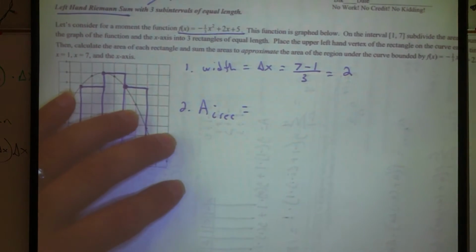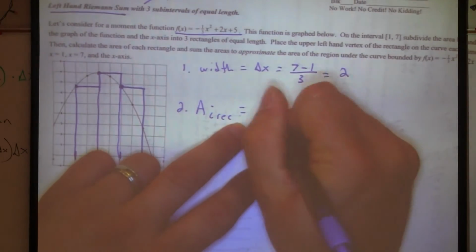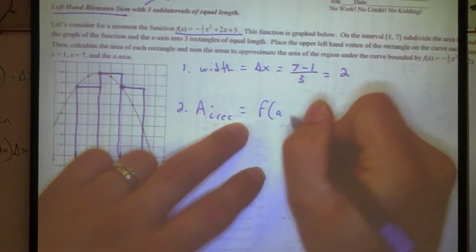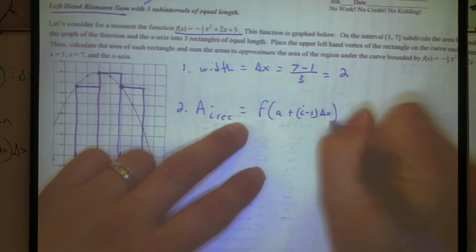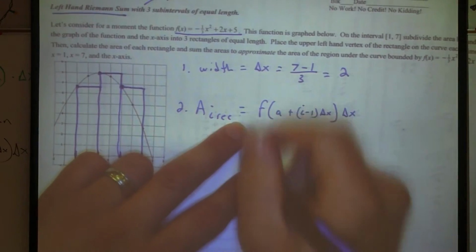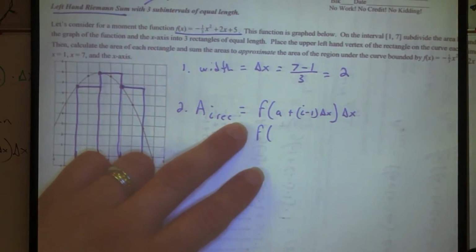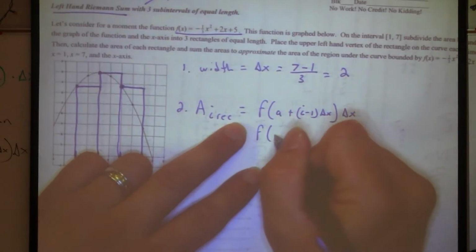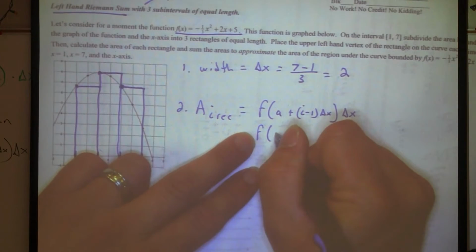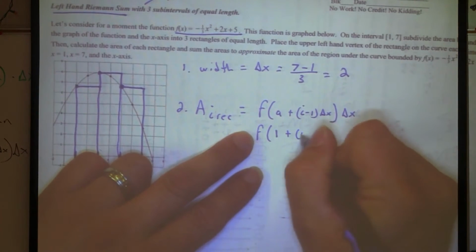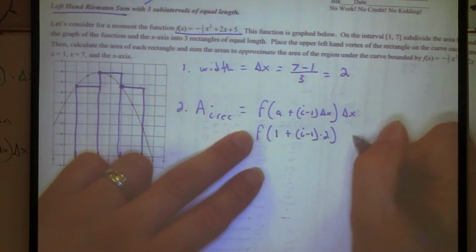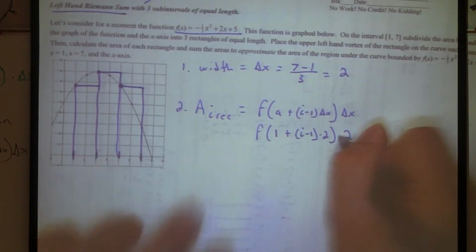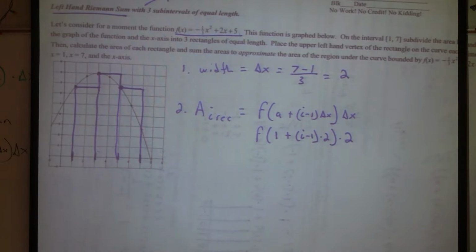rectangle. What's that going to be? f of a plus (i minus 1) delta x, delta x. So what's a in this problem? 1 plus (i minus 1). What's delta x? 2 times 2. That's just for one rectangle.